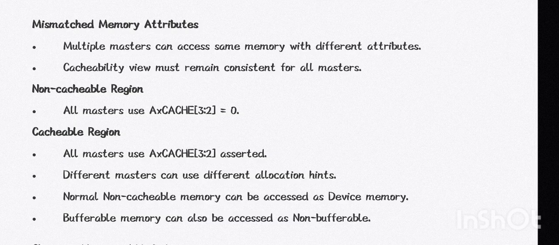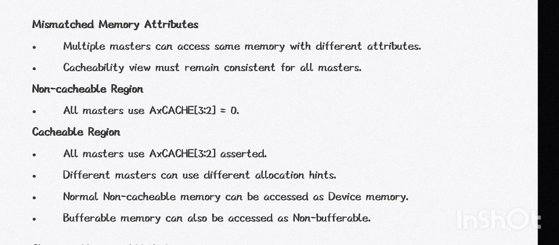Mismatched memory attributes. Multiple masters can access the same memory with different attributes. The cacheability view must remain consistent for all masters. Here we have two types: non-cacheable region and cacheable region. In a non-cacheable region, all masters use ARCACHE[3:0] and it should be 0.